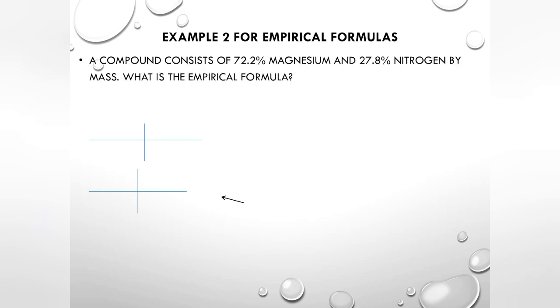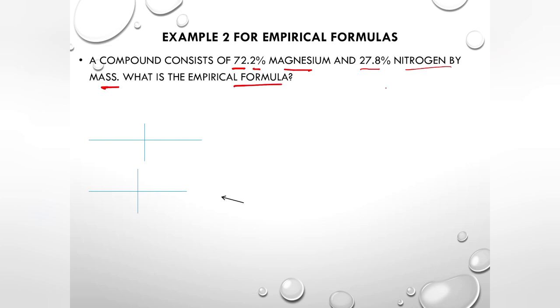Now we take example number 2 for the empirical formula. Just follow the 4 steps we discussed in the previous example. A compound consists of 72.2% of magnesium and 27.8% of nitrogen by the mass. What is the empirical formula?